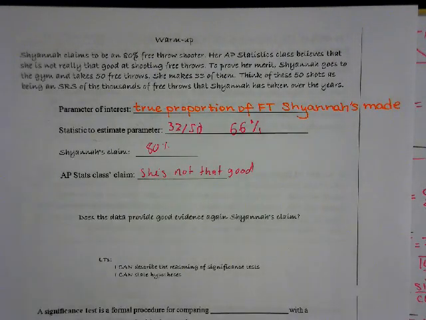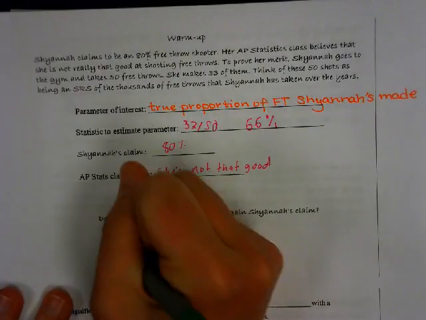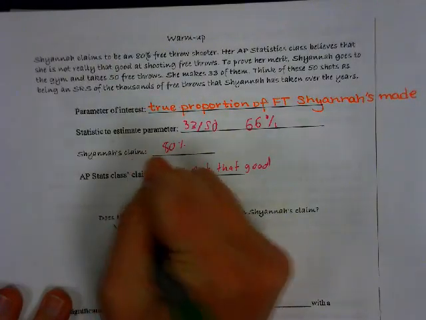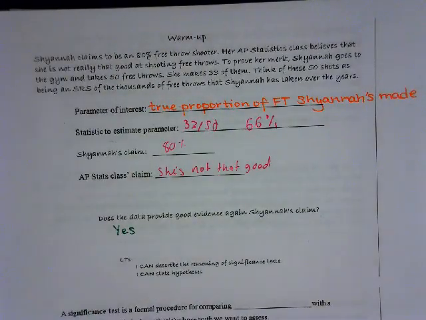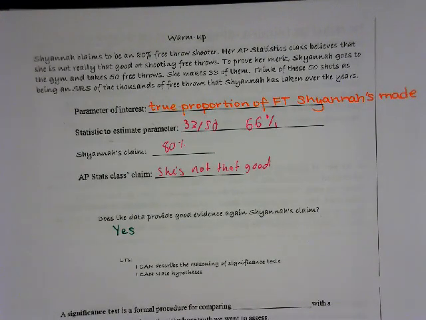Does the data provide good evidence against her claim? Yes or no? Yeah. She says she's shooting 80%. Based on the data we have, it doesn't look like she's an 80% free throw shooter. She only got 66. It's not like she was at 78 or 79%. She was at 66, Cheyenne.